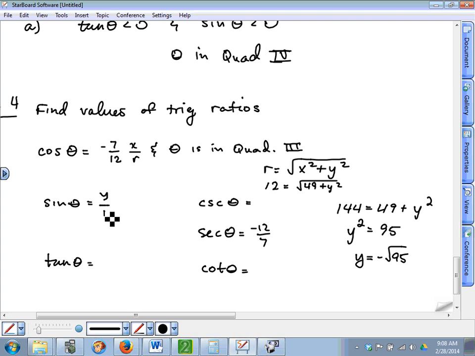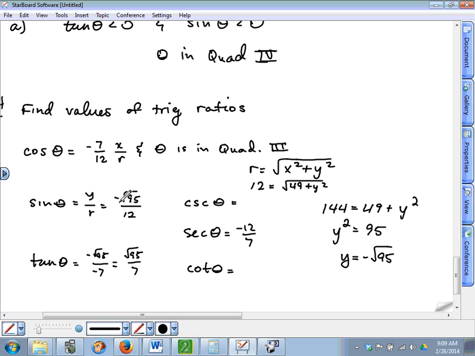The definition of sine is y over r. So it's negative square root of 95 over 12. What's the definition of tangent? That's for the triangle. What was it for generally? Y over x. So initially it's negative square root of 95, but then you divide that by negative 7. And that's why it comes out positive. So it's the square root of 95 over 7. The tangent's positive because it's in the third quadrant.